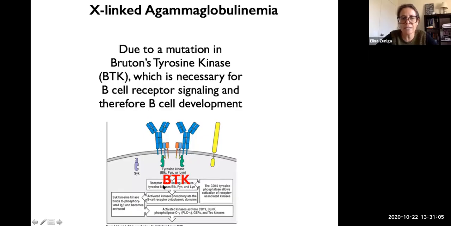And this BTK is necessary for B cell receptor signaling. We just learned how signaling through the immunoglobulin beta and immunoglobulin alpha polypeptides, which are associated with the constant region of the heavy chain in the pre-BCR and in the BCR, is required for B cell development. So this will not occur in these patients, and as a consequence, they will lack B cells.